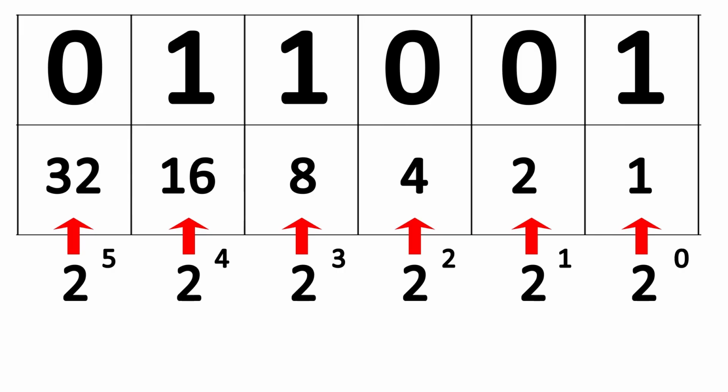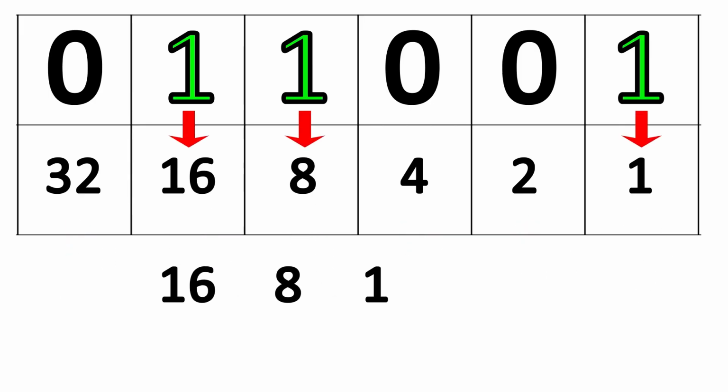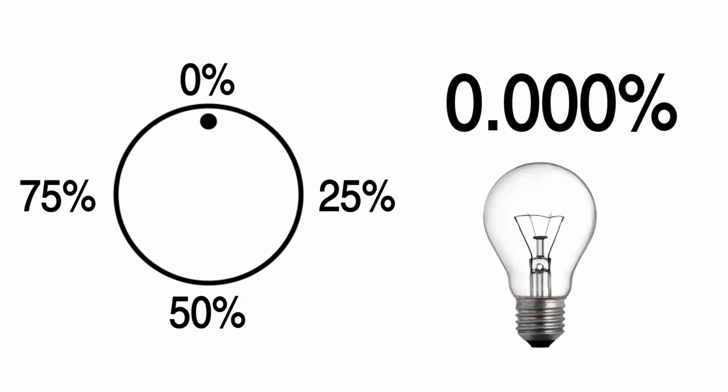Each switch represents an increasing power of 2 here, so you can turn them on in any combination you need to get the number you want. This is exactly how computers do what they do. And it's what those ones and zeros in binary represent. But this still isn't as good as the knob.